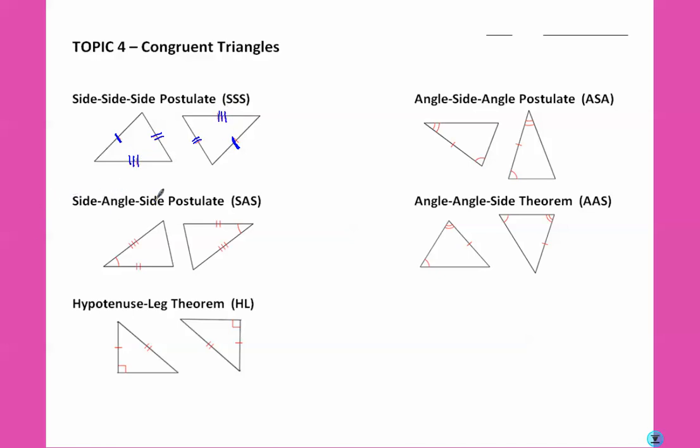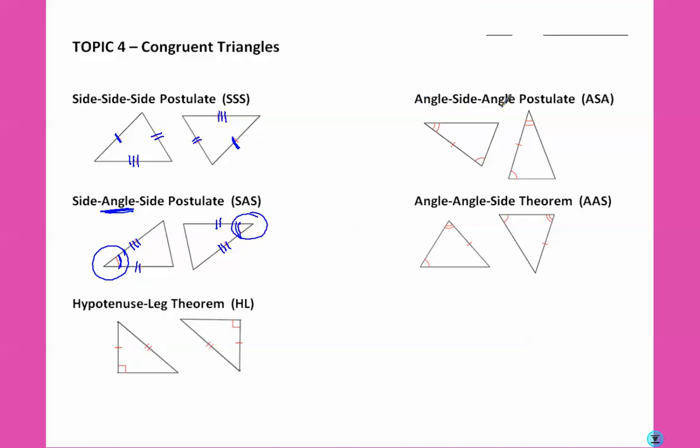Side angle side, meaning in between the congruent sides, the triangles have a congruent angle. And since angle is in between the sides, the angles have to be in between the congruent sides.